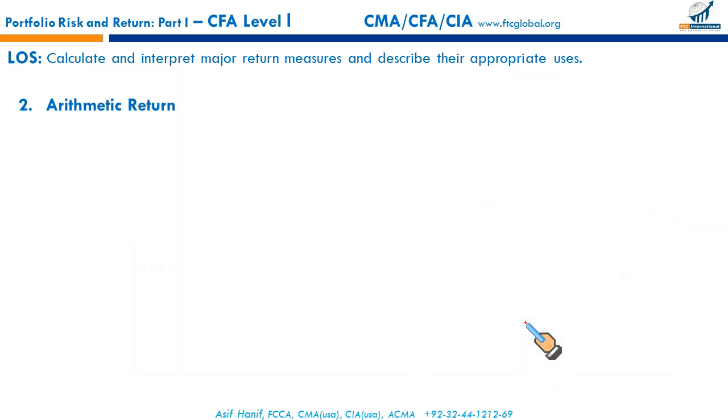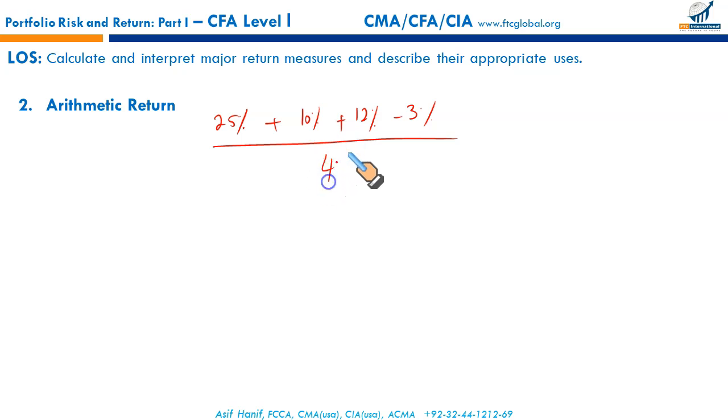Then next we have arithmetic return. It is a simple average of the holding period returns. If you just add all the returns and divide it with the number of periods. Let's say, for example, we have these holding period returns: 25%, 10%, 12%, and negative 3%, for example. So these are the last 4 years returns. So if you just simply add them up and divide with the 4, what you get is 11%. So this is what you call the arithmetic return.